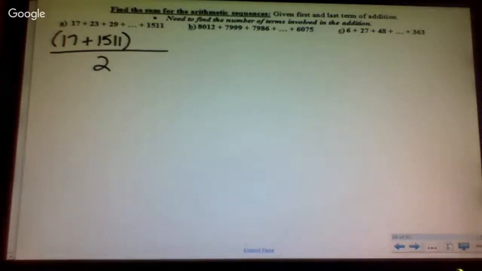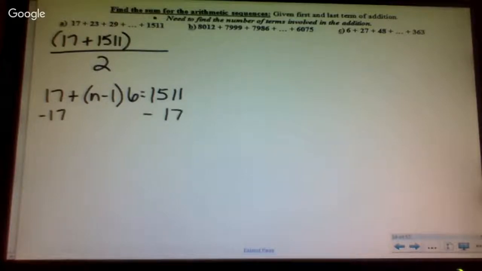So, again, it's A sub 1, which is what? 17 plus n minus 1 times D. My D value here is what? 6. Equals 1511. Okay. First number plus n minus 1 times D equals 1511. If we go the same route, we subtract 17 from both sides. You get n minus 1 times 6 equals 1494.